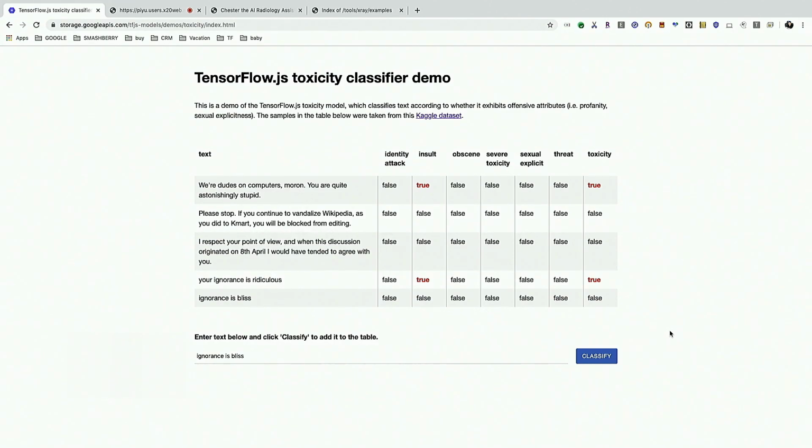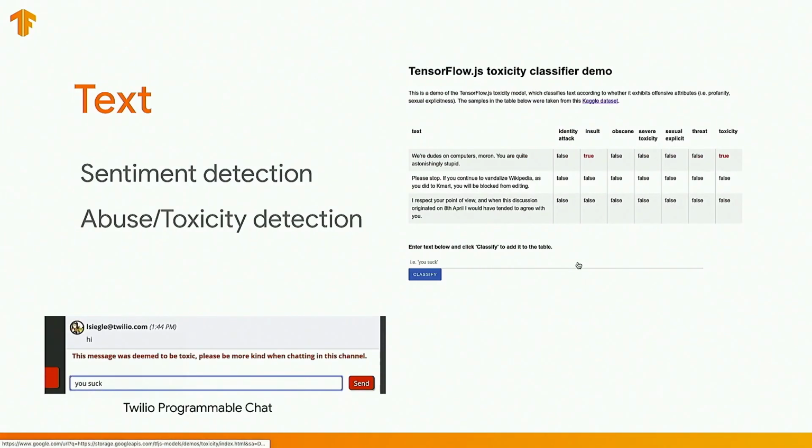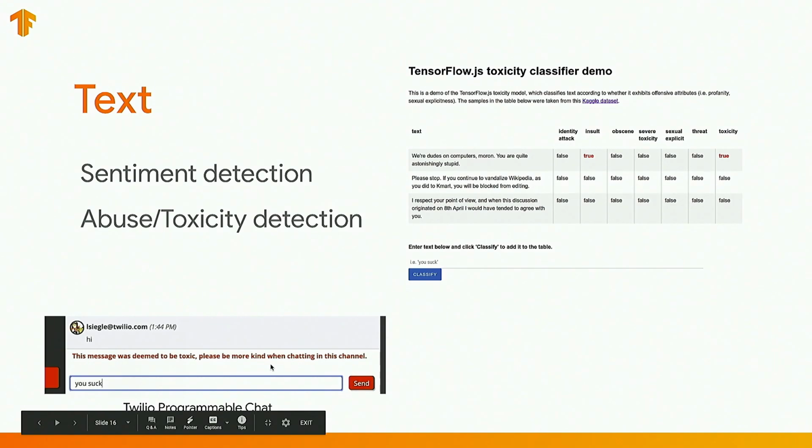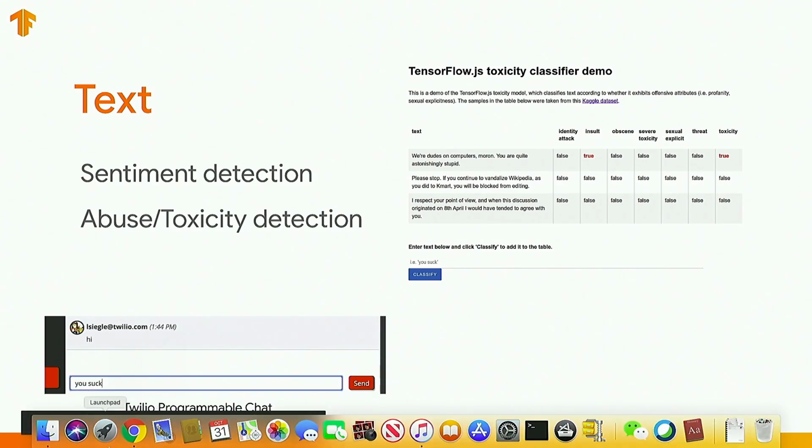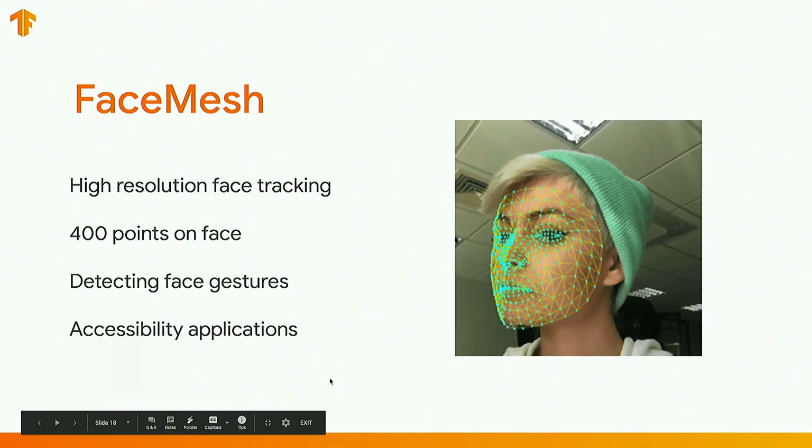So this sort of model can be used on the client side in product reviews or in chat type of situations. Here is an example I want to show you from a Twilio developer who integrated TensorFlow.js into a chat app. And again, here it's able to detect toxic comments and filter them right before sending. All right, so next slide.